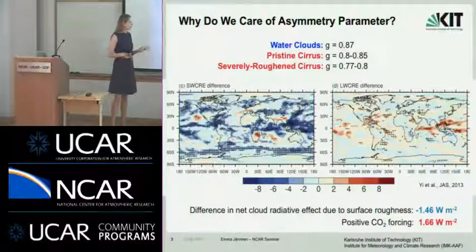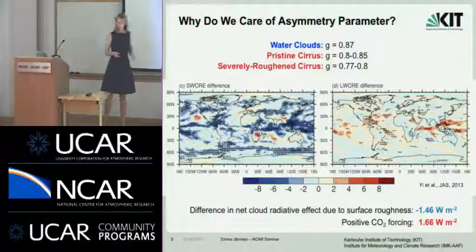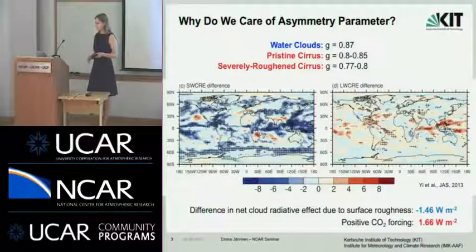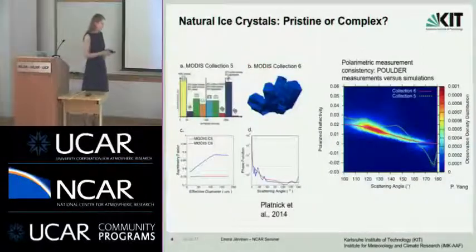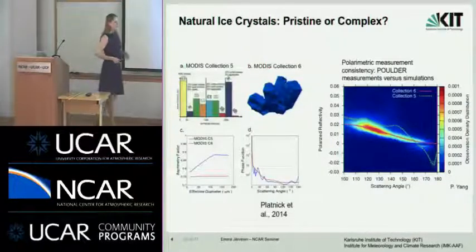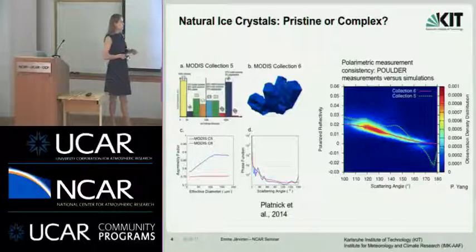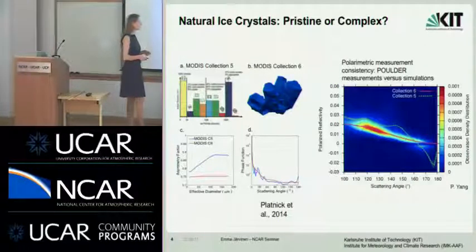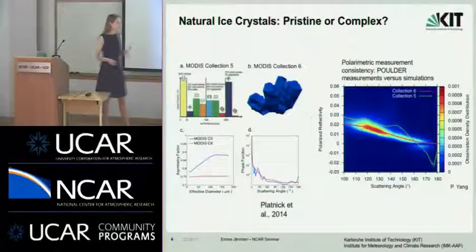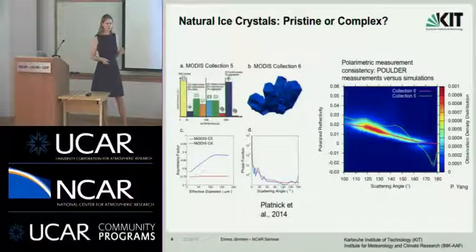But now the question is, okay, we have some evidence that there might be surface roughness, but is it really relevant for atmospheric ice crystals, or is it just something we produce in the lab? We have gotten more evidence from polarimetric satellite measurements. If you look at measurements of polarized reflectivity in the near backward scattering and try to simulate these measurements with different ice crystal models.